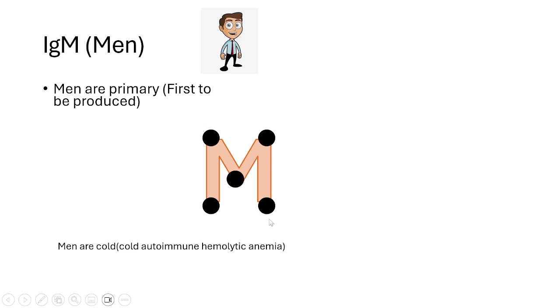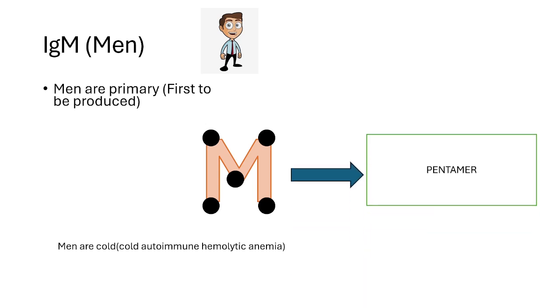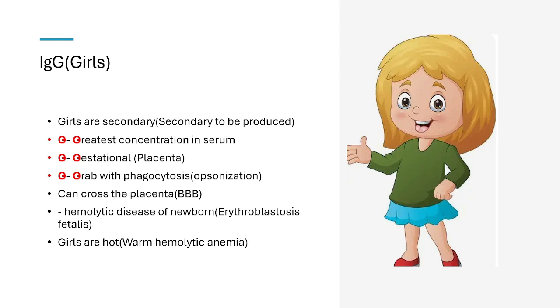It suggests that IgM is a pentamer. Now coming to the other, IgG, we discussed the IgM where M was a boy or man. Now comes IgG where G stands for girl. So since men are primary producers, girls are secondarily produced. So IgG is produced secondarily and is very useful during chronic inflammation, whereas IgM is primarily produced and it is very essential during acute infection.